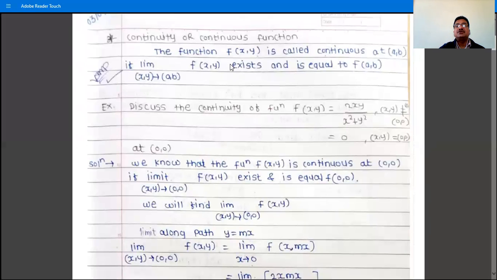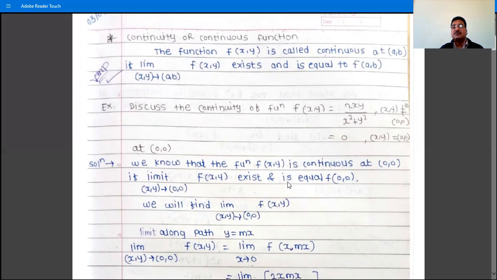So continuity, definition of continuity. Last lecture we have seen that the function f(x,y) is called continuous at (a,b) if the limit as (x,y) tends to (a,b) of f(x,y) exists and is equal to f(a,b). If this limit does not exist, then the function is not continuous at that point. Or if the limit exists, but it is not equal to f(a,b), then also the function is not continuous.